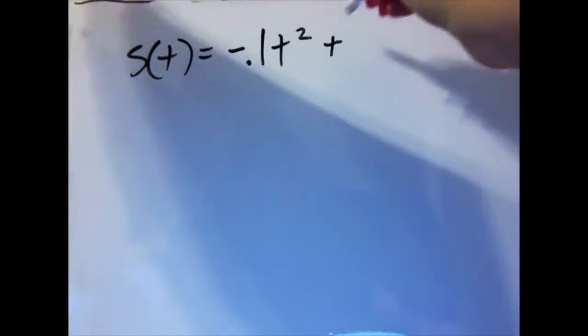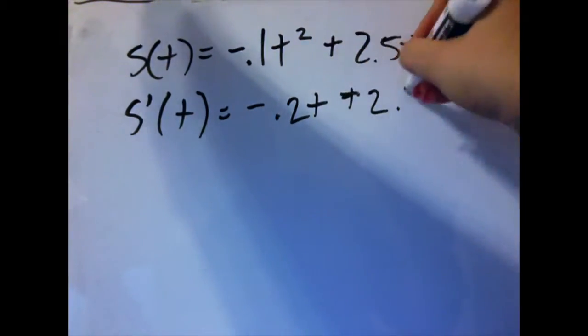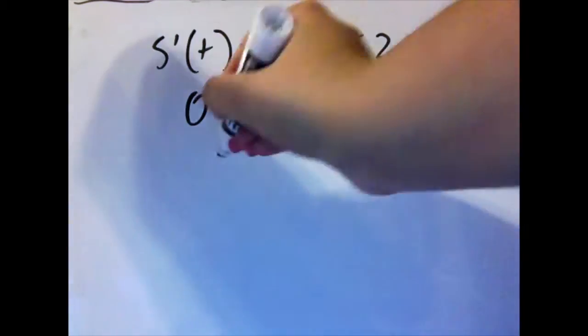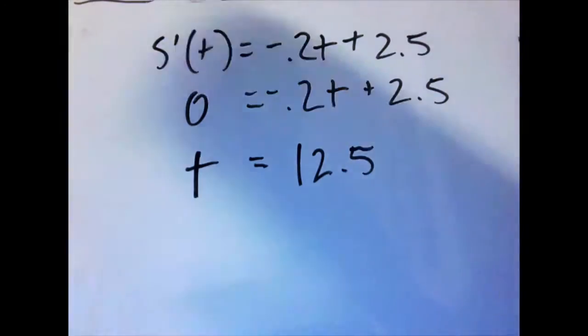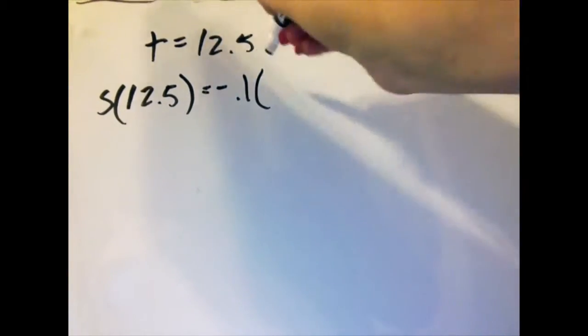To start off, we rewrite the original function, s of t equals negative 0.1 t squared plus 2.5 t. Then, using the power rule, we find the derivative, which is equal to negative 0.2 t plus 2.5. To find the t value of the vertex of the parabola, we set the derivative equal to 0, so that 0 equals negative 0.2 t plus 2.5. Then we bring t to the other side, and then we divide the whole thing by 0.2, so that t equals 12.5 seconds. Then we plug that value back into the original function, s of 12.5.